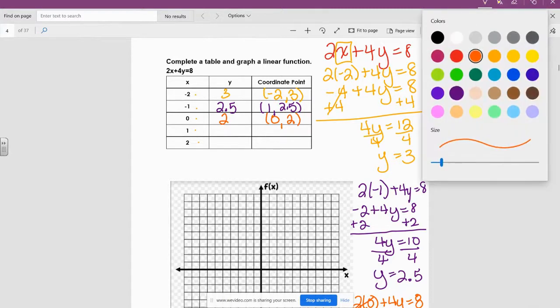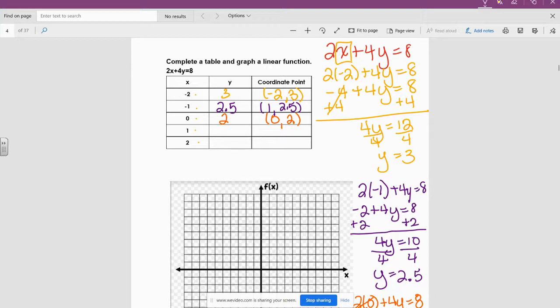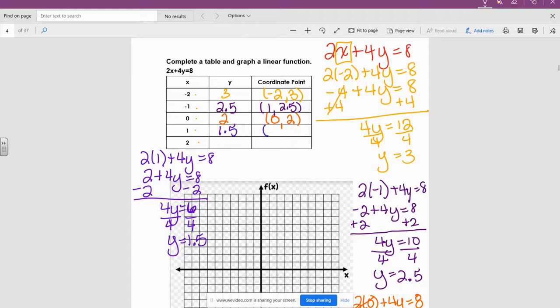Okay. Next point, squeeze it in over here. So this time, x is 1. So 2 times 1 plus 4y equals 8. 2 times 1 is 2, plus 4y is 8. I'm going to get rid of the positive 2, so I'm going to subtract 2. So 4y equals 6. You want 1y, so we're going to divide by 4, put it in 4 pieces. And 6 divided by 4 is 1.5. So when x was 1, y was 1.5. So my point is 1, 1.5.